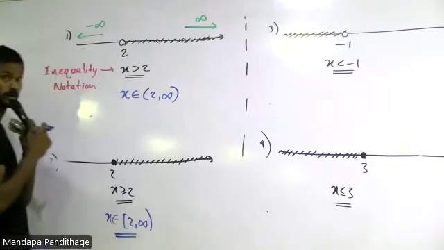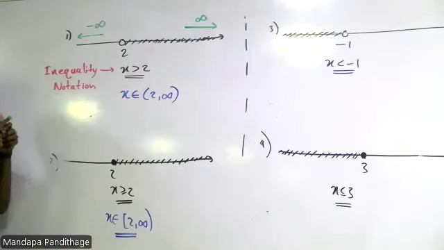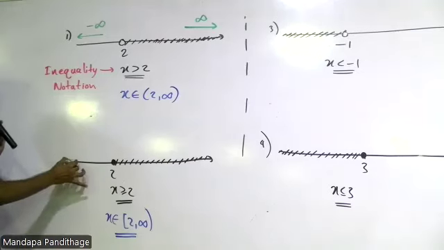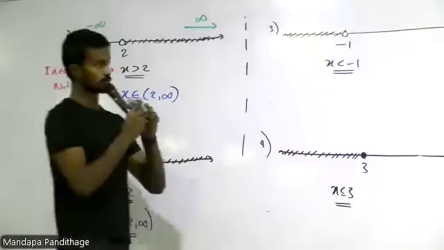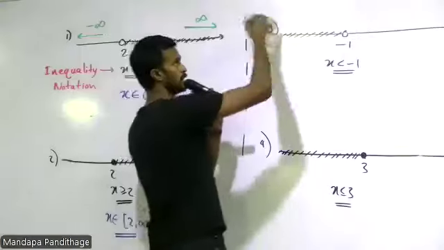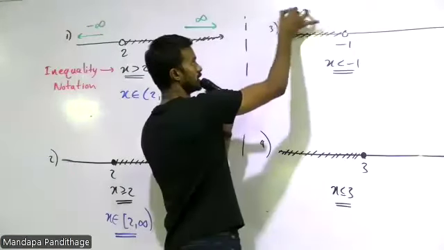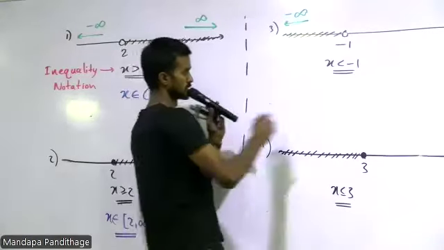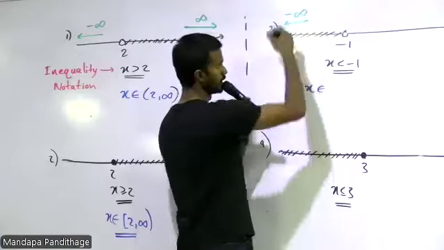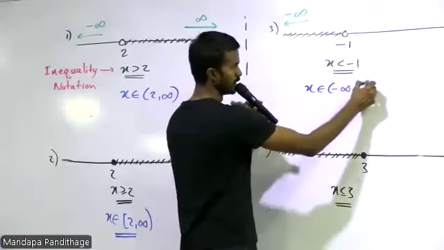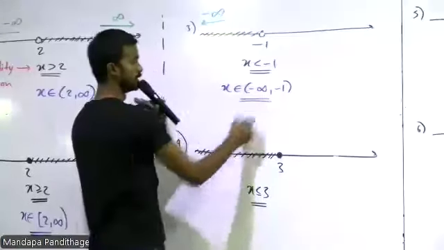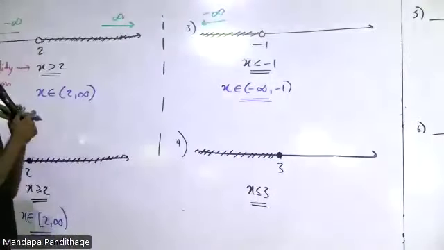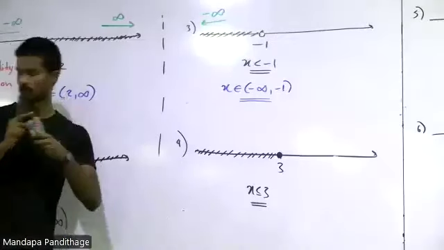x is an element of square bracket 2 and it goes to infinity. When we are writing infinity, we always use the normal bracket. If the number line continues to this side, you get minus infinity. So when you write this, x is an element of minus infinity, minus 1 not included. Clear? Okay, so let's write it this way, with a small topic, set notation.